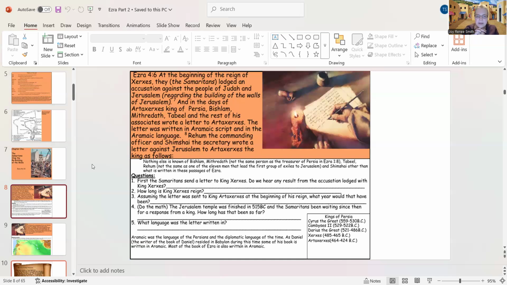First, the Samaritans sent a letter to King Xerxes. Do we hear any result from the accusation lodged with King Xerxes? No, there's no results in the book there. How long is King Xerxes' reign? Well, King Xerxes' reign is 20 years.